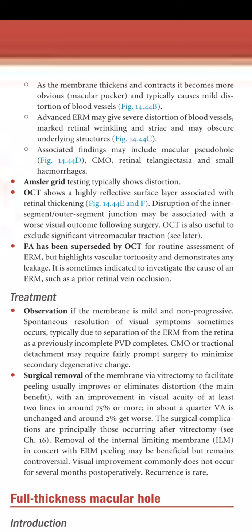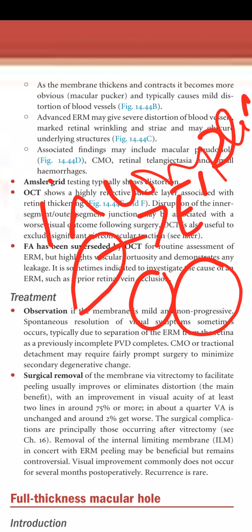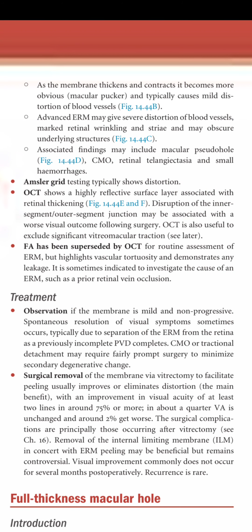Observation: if the membrane is mild and non-progressive, spontaneous resolution of the visual symptoms sometimes occurs, typically due to separation of the ERM from the retina, as a previously incomplete PVD completes. So basically you can do observation if the membrane is mild and non-progressive, and if there is an incomplete PVD, you can wait for the completion of PVD, so the ERM may get separated from the retina. CMO or tractional detachment may frequently require fairly prompt surgery to minimize secondary degenerative changes.